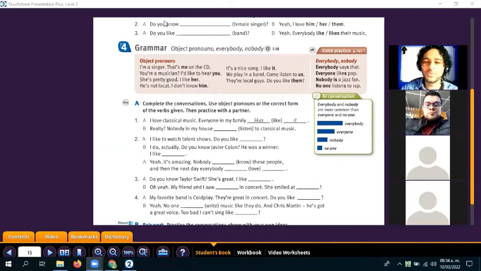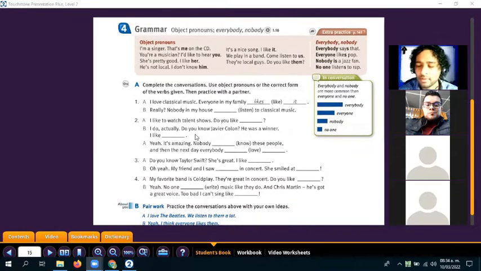So we are going to continue with the letter A. It says here, complete the conversations, use object pronouns or the correct form of the verbs given. Okay, so let's say you have how many? Okay, you are three. So all of you, please try to respond the blanks with the object pronoun or the verb given. Let's say you have 3 minutes, not 2 minutes, to do this.